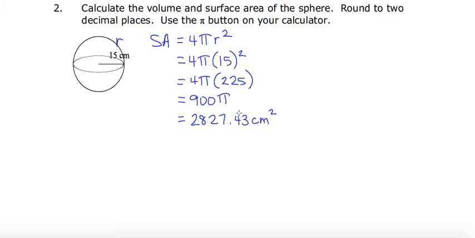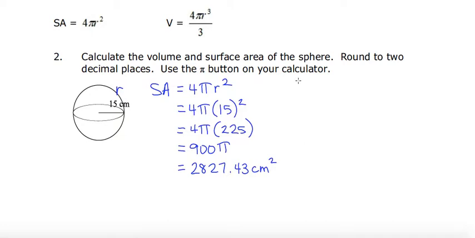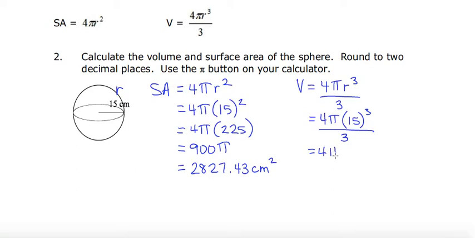We're going to use a similar strategy to calculate the volume of my sphere. If I come back up, I can look at the formula for the volume. The volume of a sphere is 4 pi r cubed divided by 3. So I'm going to substitute the numbers in for my variables: 4 pi, my radius is 15, cubed, divided by 3. Same thing, I'm going to follow BEDMAS. So 4 pi, and then I have to do 15 to the power of 3, or 15 times 15 times 15.